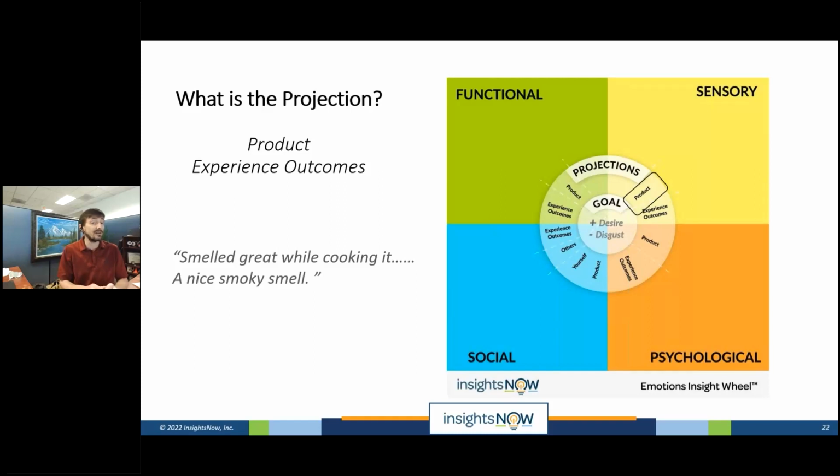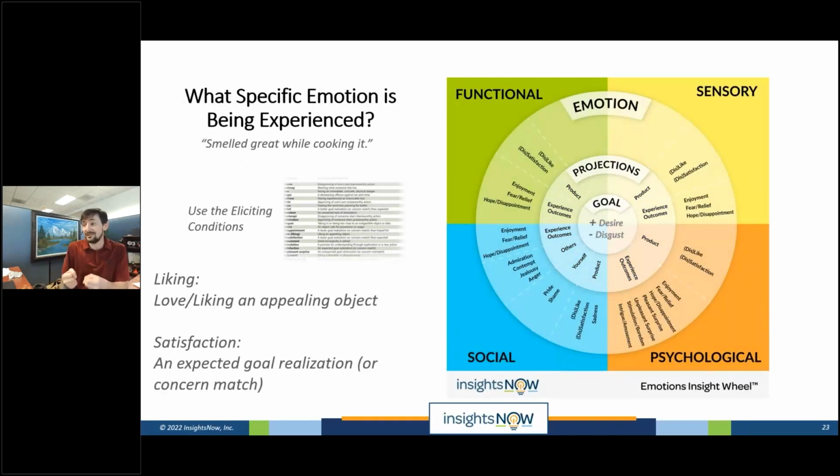Whereas if somebody's talking about a process, a series of steps, a sequence, a start and a finish, in those cases you're probably talking about the experience. So think about it as process versus attribute or quality. All right, so she's talking about the product. Now we need to get into what specific emotions she is talking about. Under product, it could be either sensory liking or sensory satisfaction. We know she was positive here, smelling great, so it's on the positive side.